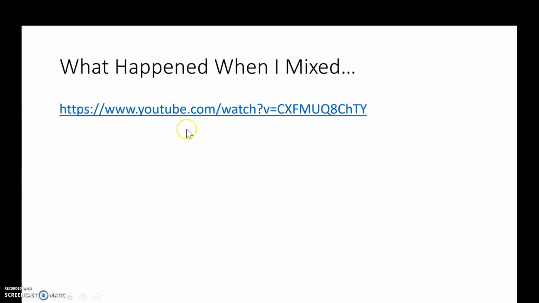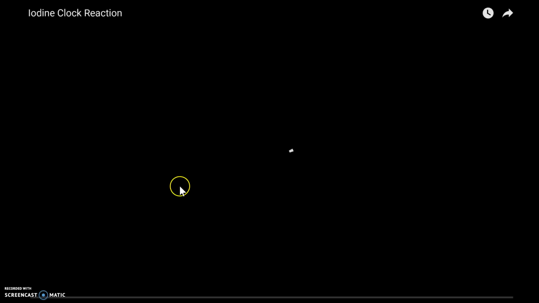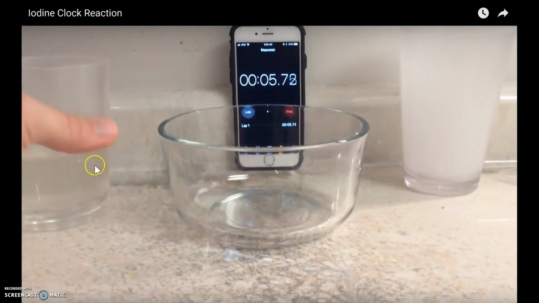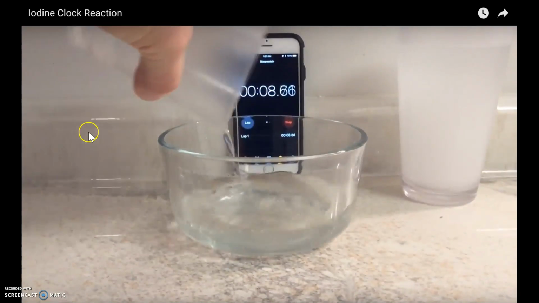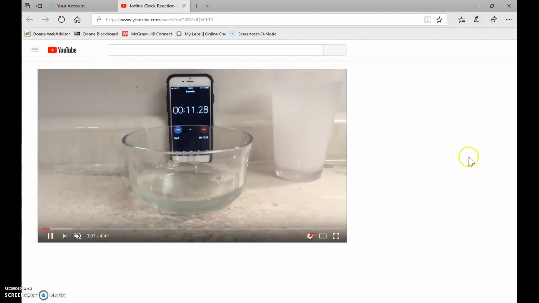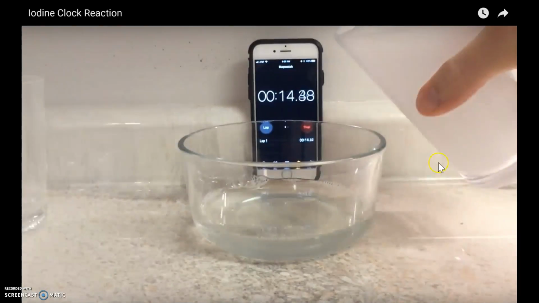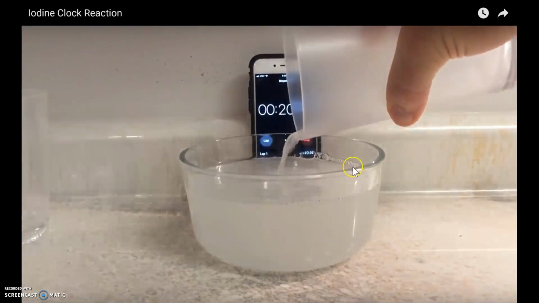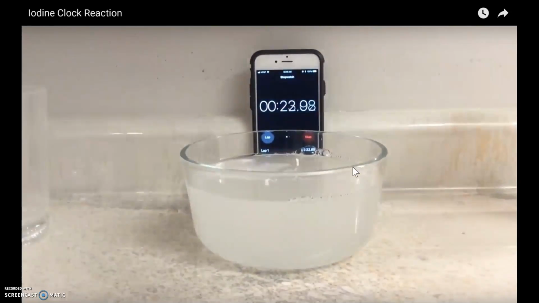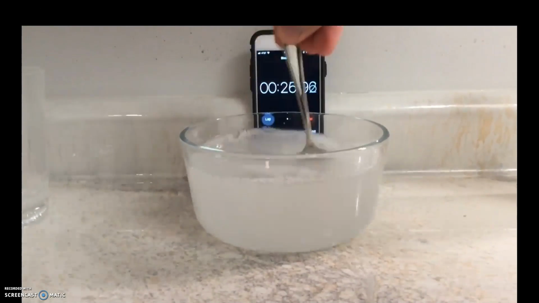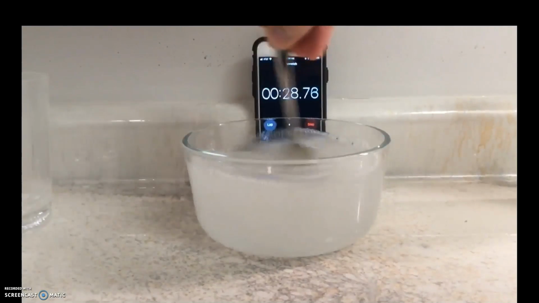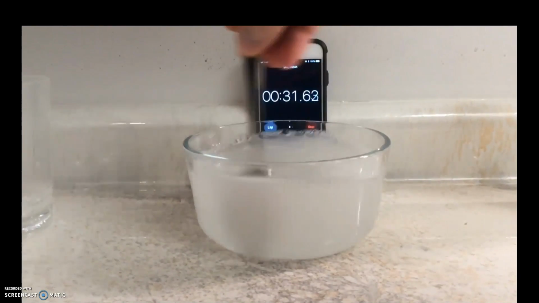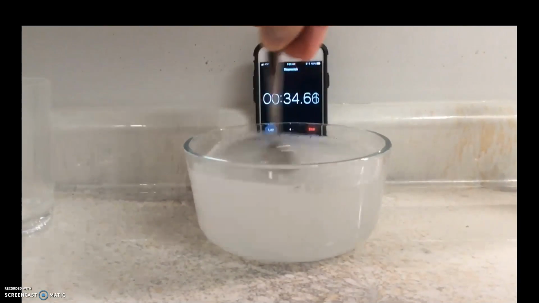So I uploaded my video of me mixing the solutions. Take a look at that here. On the left, we have solution A for me, the vitamin C and iodine. And on the right, we have the hydrogen peroxide and cornstarch. And there are a few reasons why my experiment did not turn out as I expected. I did not see a significant color change, and I'll follow up on those on the next screen.